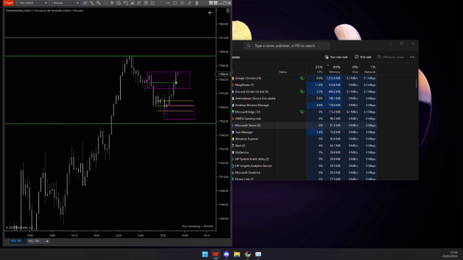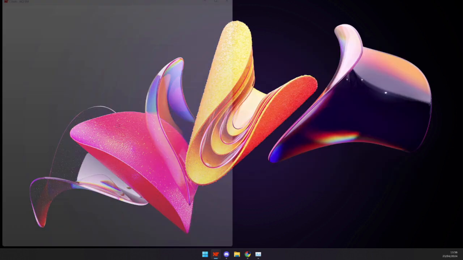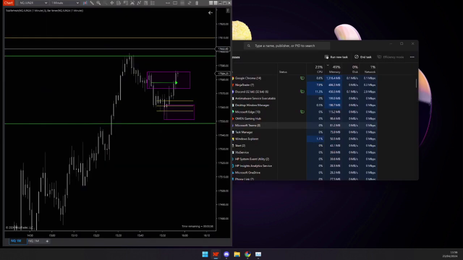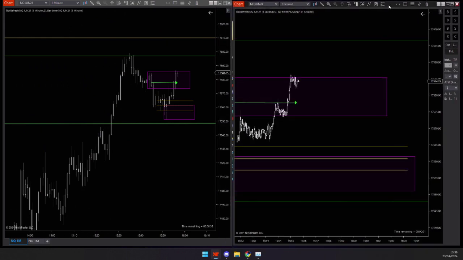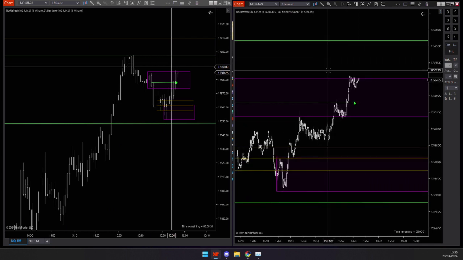I mean, you're on the 1 second, right? Wouldn't you just want to play the tap of the zone? Like, if you're gonna mark out zones, the tap of a zone should be enough to be pushing price.